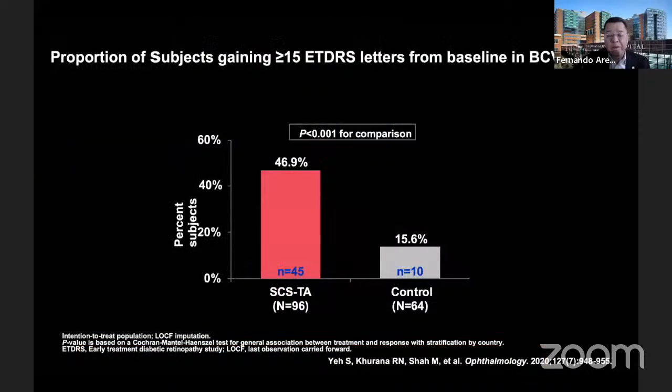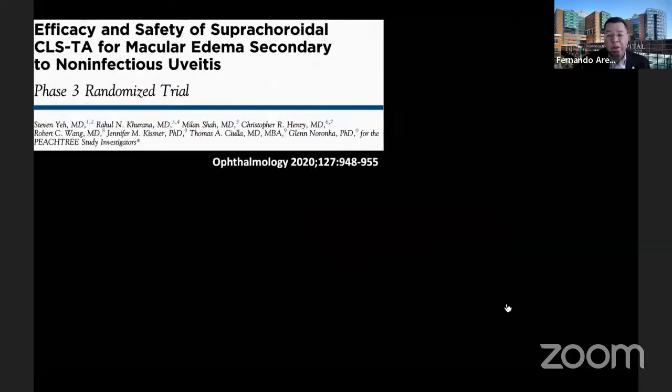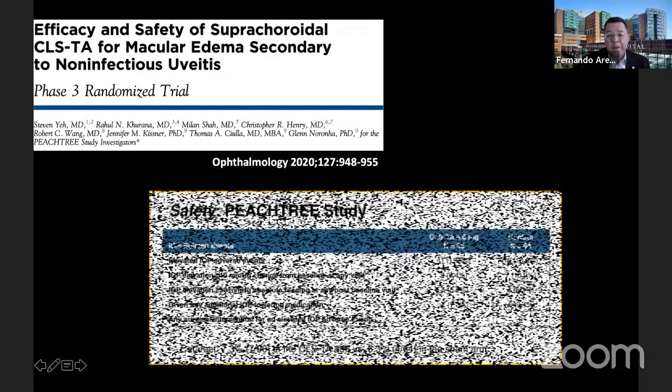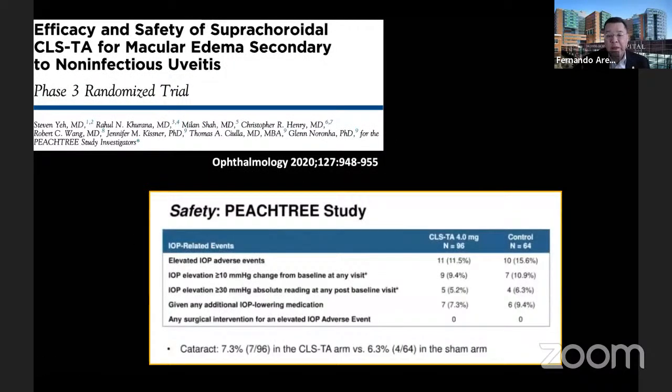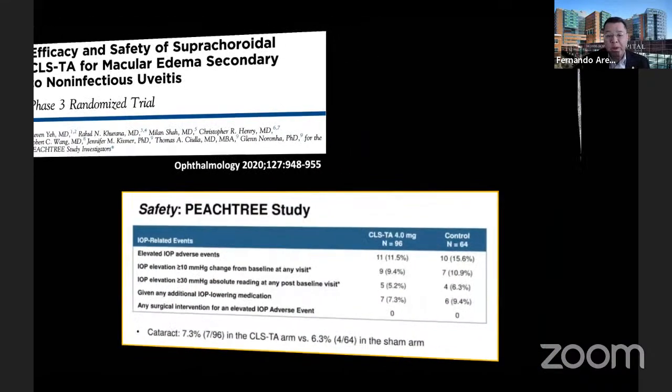And this is seen here as well, the percentage of eyes with big gains in visual acuity was higher with the triamcinolone suprachoroidal injection. And the Peachtree study demonstrated 11% of patients with increasing IOP.